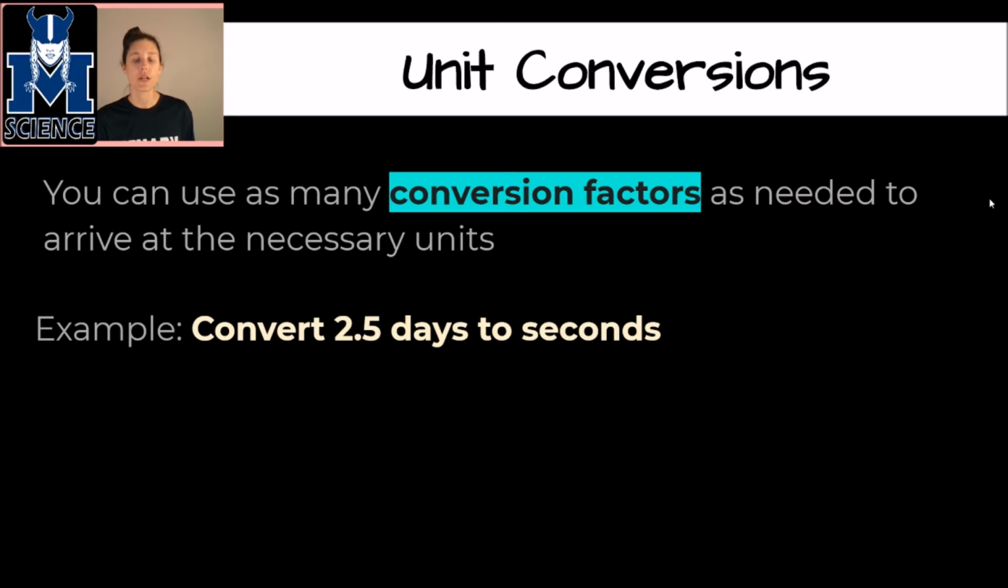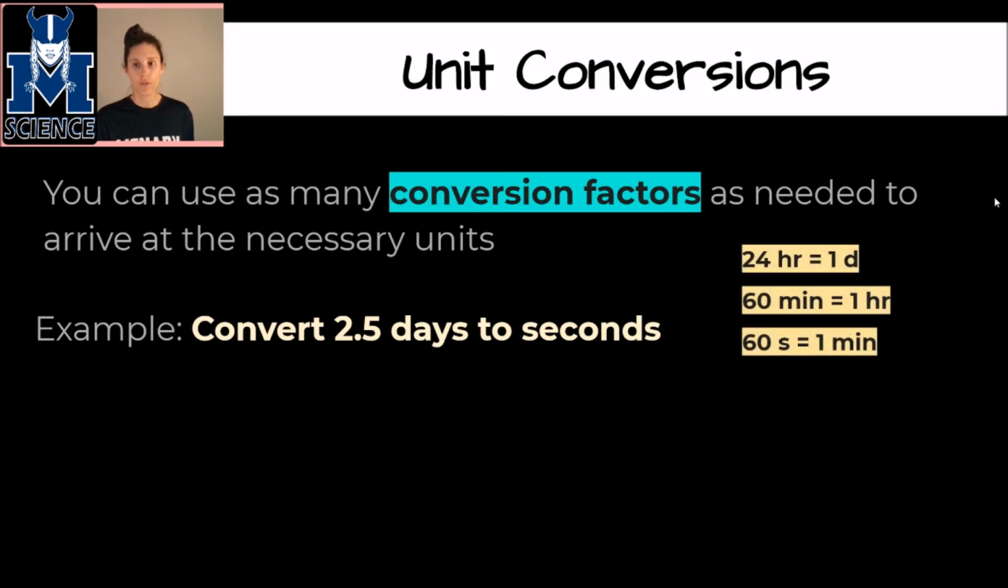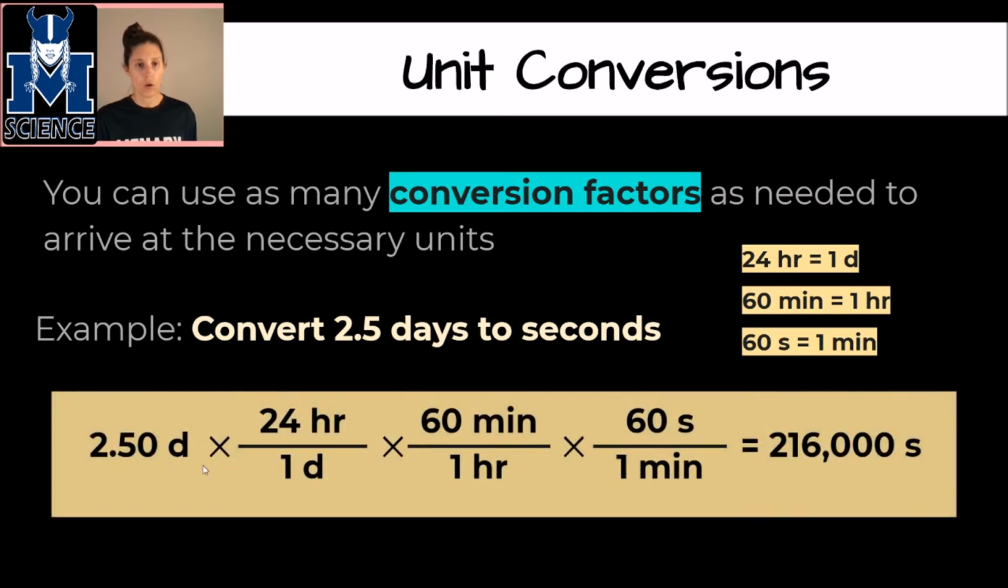So let's say you were trying to convert 2.5 days into seconds for some reason. Well, you know there's 24 hours in a day, you know there's 60 minutes in an hour, you know there's 60 seconds in a minute. And technically, yes, you could combine this into 3,600 seconds in an hour if you wanted to. But just for this example, to show what you do when you have multiple conversion factors in a row, let's keep it like this.